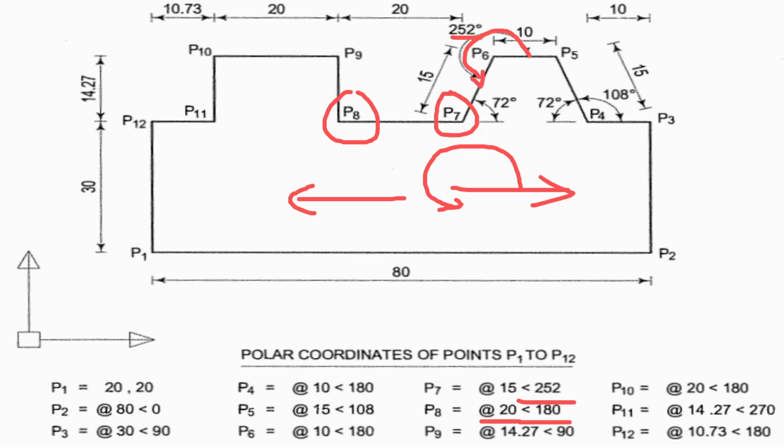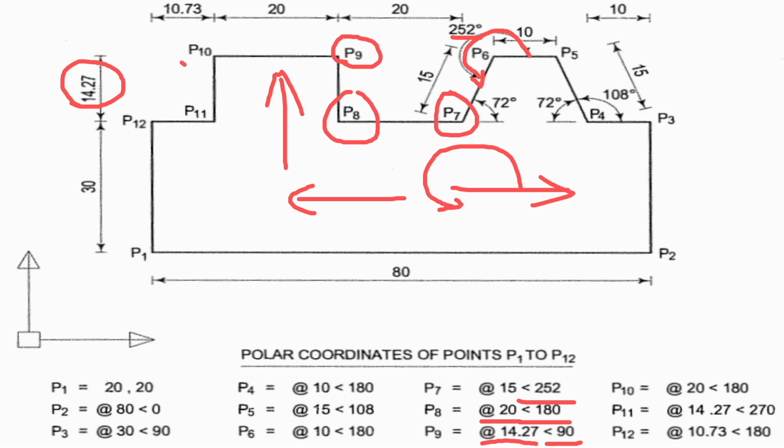So definitely the angle is less than 180 degrees. And after that, we are moving from P8 to P9. The distance between these two is 14.27. At the rate 14.27, the angle, we are moving in the upward direction, which is the positive y-axis. The angle is 90 degrees.